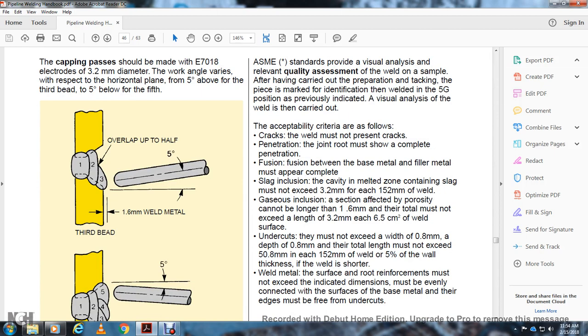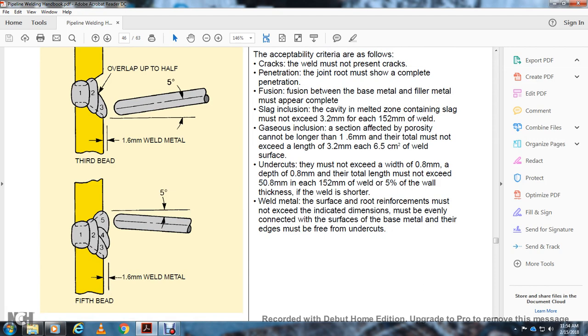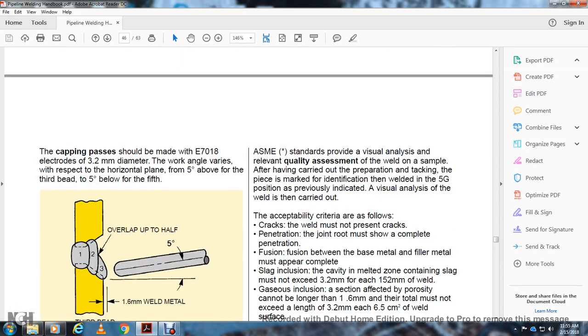Overlap up to half of the 1.6 millimeter with the third bead, with the 1, 2, 3, 4, and 5 beads, 1.6 millimeter welded, 5 degrees on the fifth bead. The correct working angle assures good fusion of the joint edge. The beads must overlap to half of the previous one with the same swinging movement described with the second bead. The finished joint must have a projection machine allowance of 1.6 millimeters, slightly convex with the surface, and must not present undercuts.